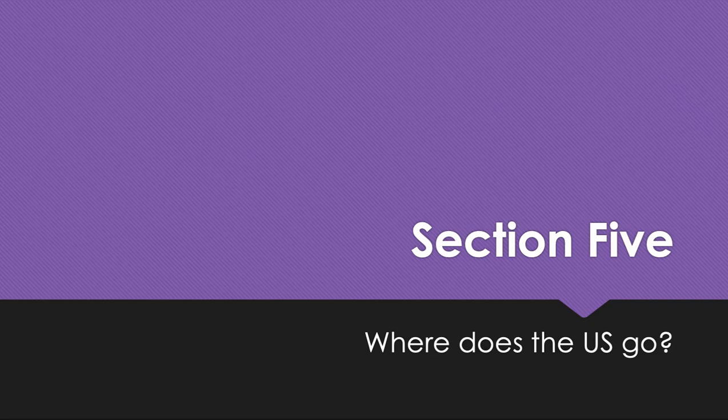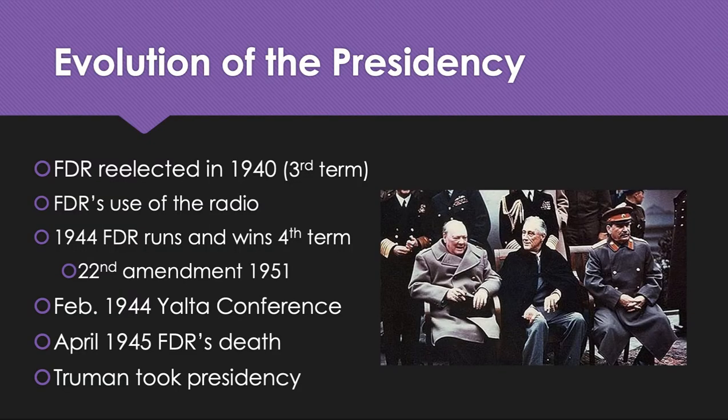Okay, so where does the United States go after what has happened in World War II? Well, first we have to backtrack a little bit. FDR is going to be reelected for a third term in 1940. He's going to be re-elected in 1944 for a fourth term. After this time, we will never see another president go into a third term, let alone a fourth term. It will become a constitutional amendment in 1951 that no president can serve more than 2 terms. The way I remember that is it's the 22nd Amendment, all of the twos.